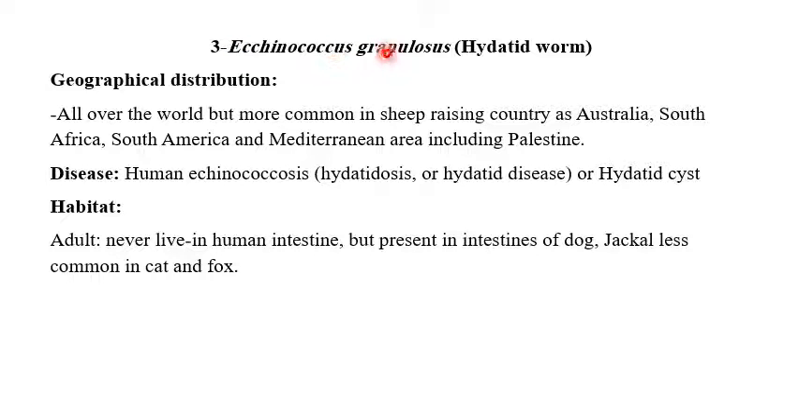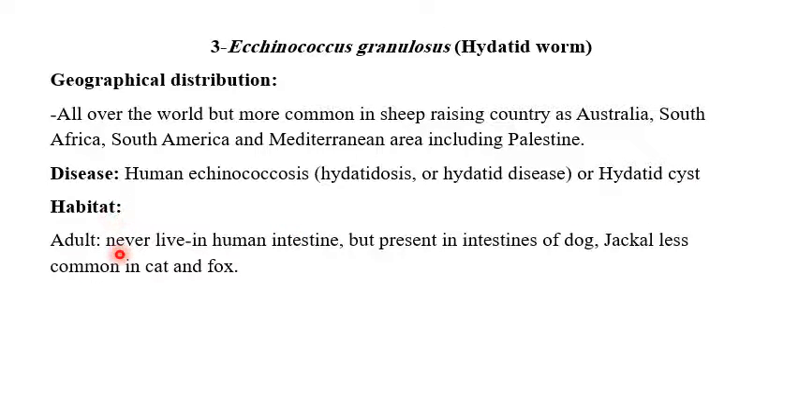In this lecture we are going to continue the cestodes, and we are going to study Echinococcus granulosus, the dog tapeworm or hydatid worm. Geographical distribution: all over the world, but more common in sheep-raising countries such as Australia, South Africa, South America, and the Mediterranean area, including Palestine. Disease: human Echinococcus hydatidosis, or hydatid disease, or hydatid cyst disease.